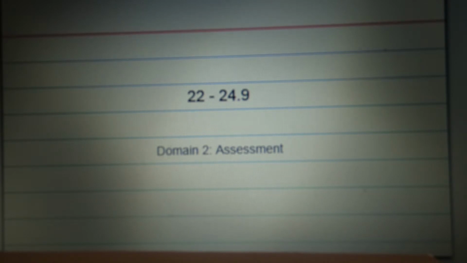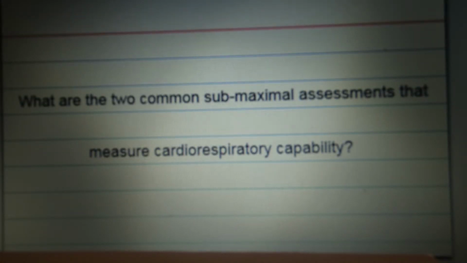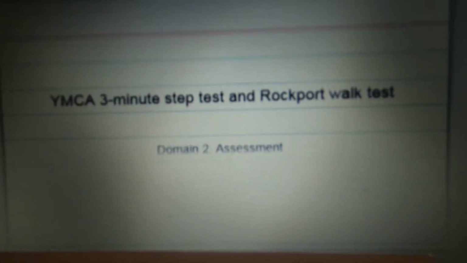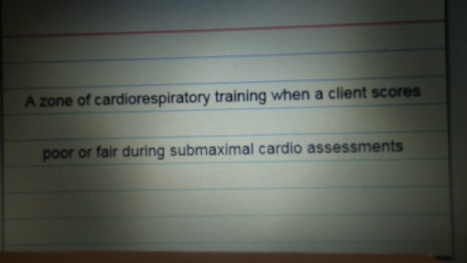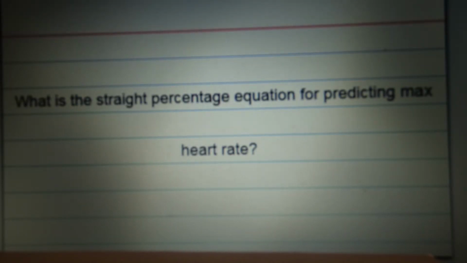22 to 24.9. What are the 2 common submaximal assessments that measure cardiorespiratory capability? YMCA 3-minute step test and Rockport walk test. A zone of cardiorespiratory training when a client scores poor or fair during submaximal cardio assessments. Zone 1. What is the straight percentage equation for predicting max heart rate?